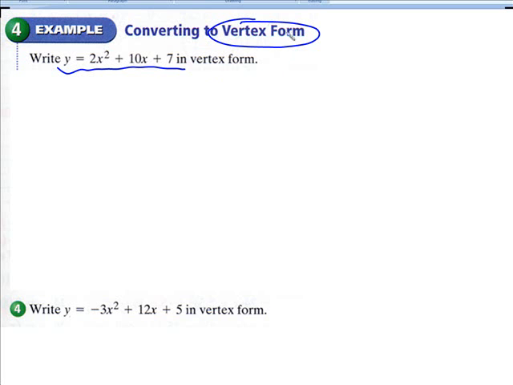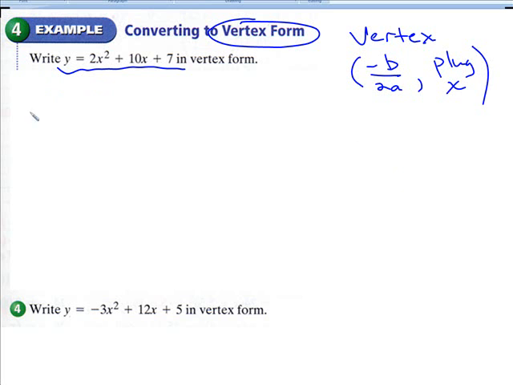To convert to vertex form, you have to find the vertex. Remember, to find the vertex, we had that little formula that I taught you guys. Negative b over 2a to find x, and then to find y, you plug in x.